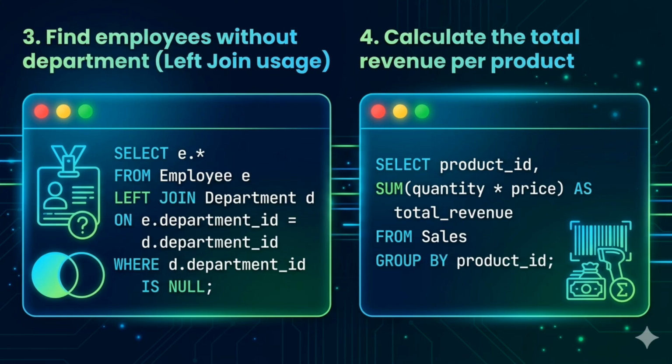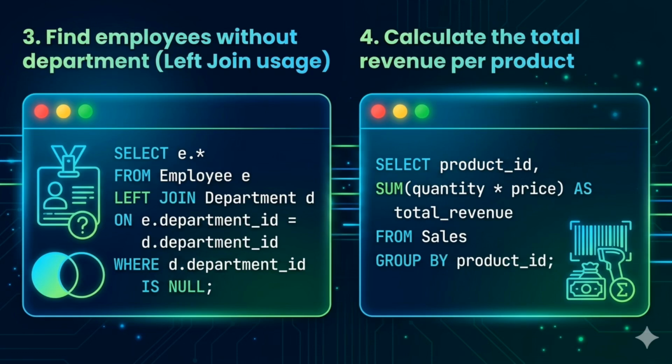Here's how it works. The left join returns all employees, even if they don't have a matching department. By filtering where department ID from the department table is null, you can quickly find employees who are not assigned to any department. This technique is extremely useful for data validation and identifying orphan records.